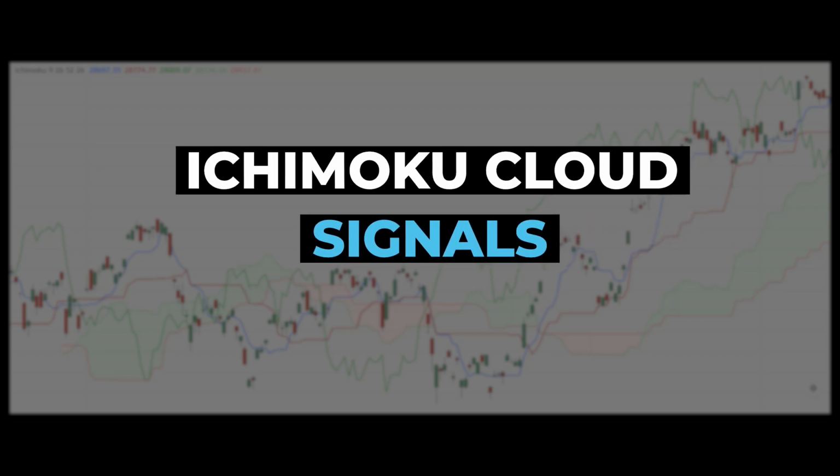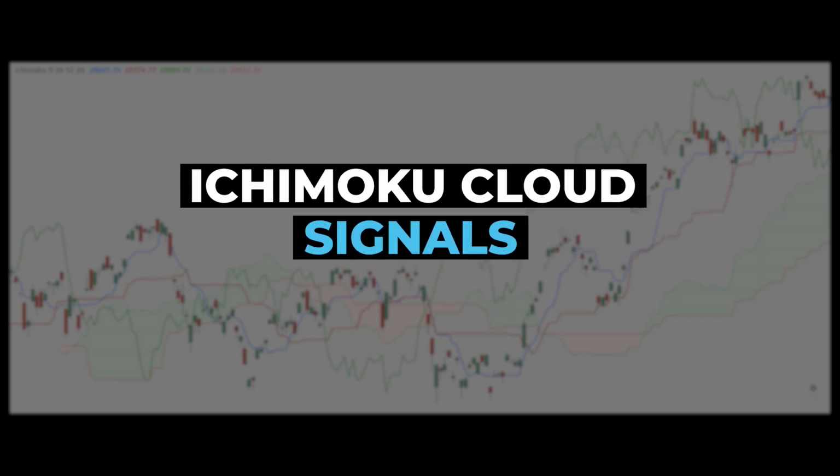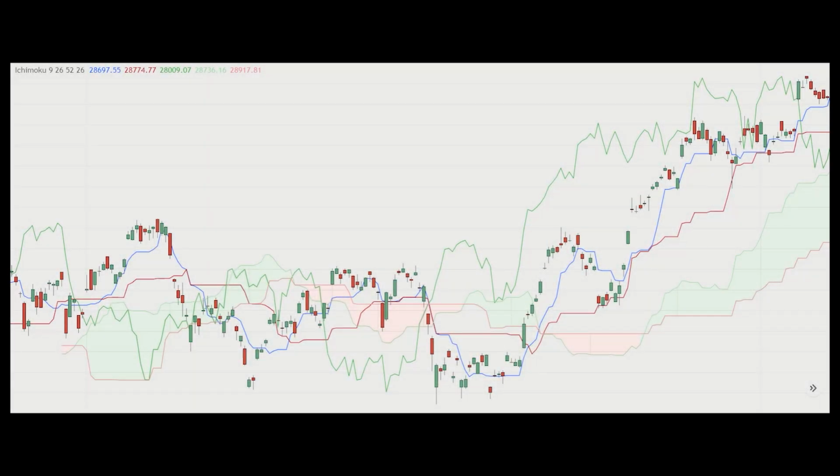Now let's put all the lines together and try to interpret a price chart based on the Ichimoku cloud. Now there are many strategies associated with this indicator, but what I'm going to do is just explain a simple strategy for you to get started with.